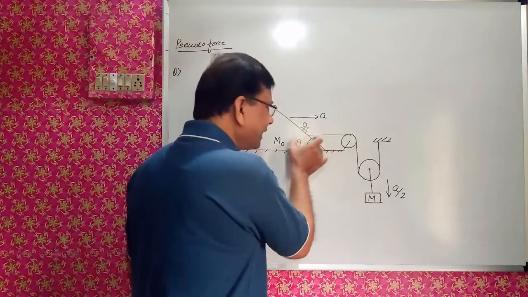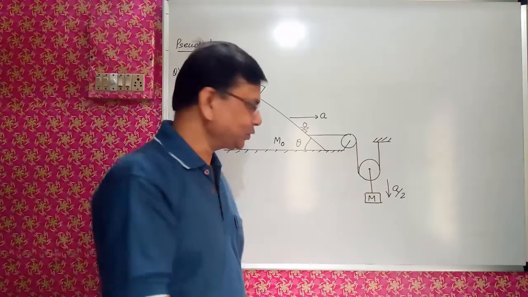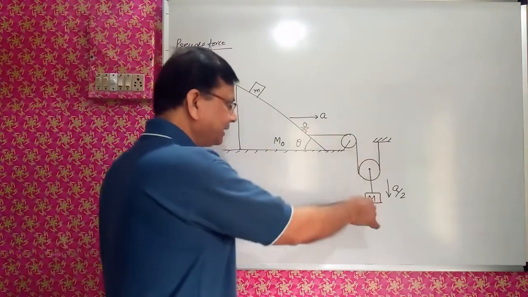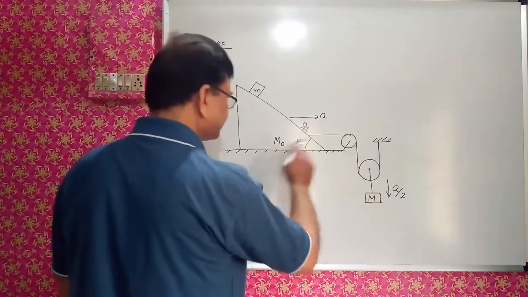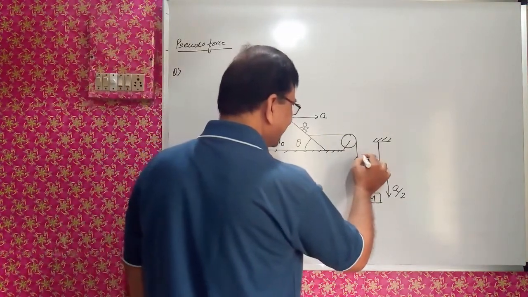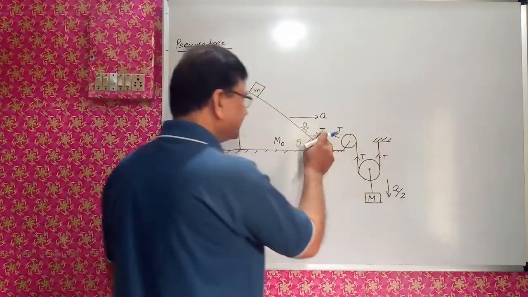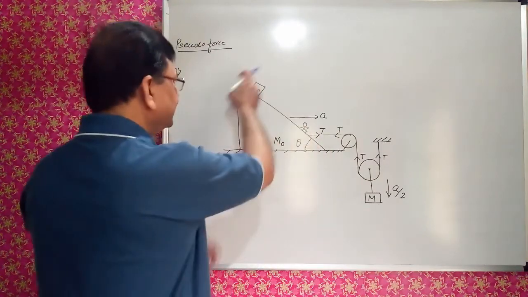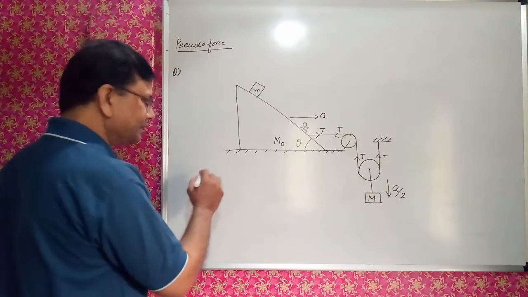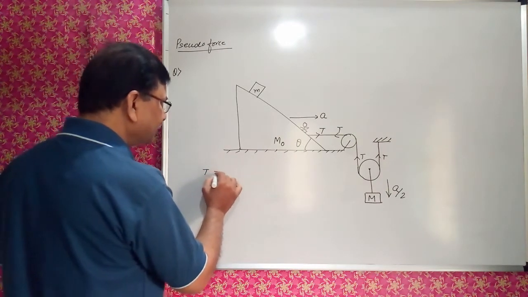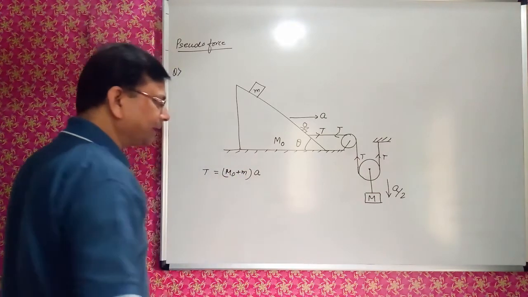If it is moving by x, then this will move by x by 2. Right? The concept is known. So this has acceleration A and this has acceleration A by 2. So suppose tension T is acting, T and T. This T is creating acceleration in this system m0 plus m. So using Newton's second law, net force T is equal to m0 plus m into acceleration A.